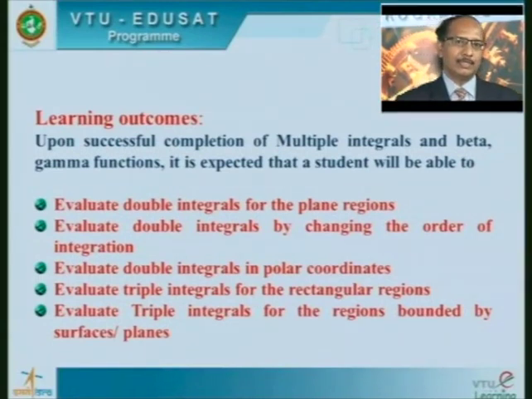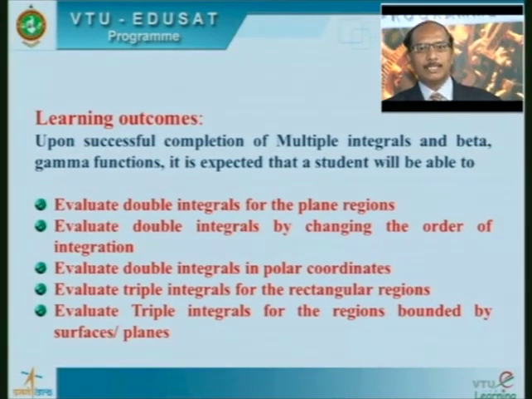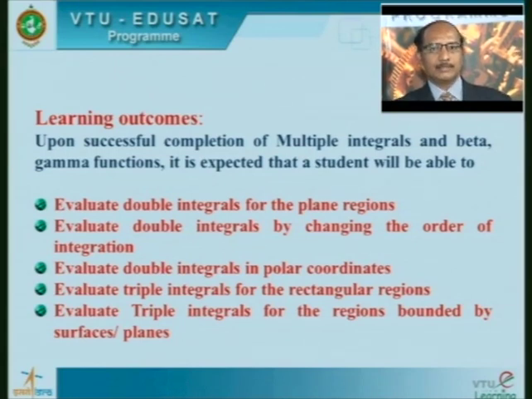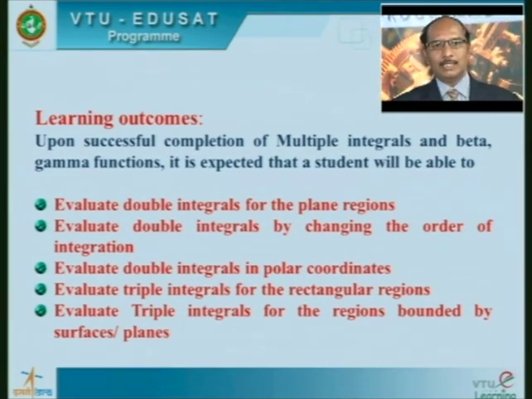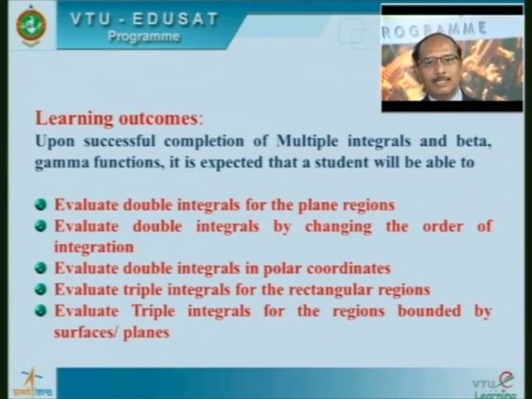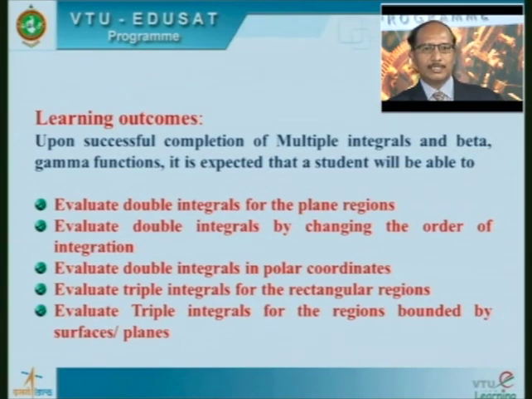The learning outcomes of this chapter, multiple integrals, are: upon the successful completion of the multiple integrals and beta gamma functions, it is expected that a student will be able to evaluate any double integrals for any plane regions, will be able to evaluate the double integrals by changing the order of integration, and also the students will be able to evaluate the double integrals in polar coordinates, and to evaluate the triple integrals for rectangular regions, and also to evaluate the triple integrals for regions bounded by surfaces or planes.